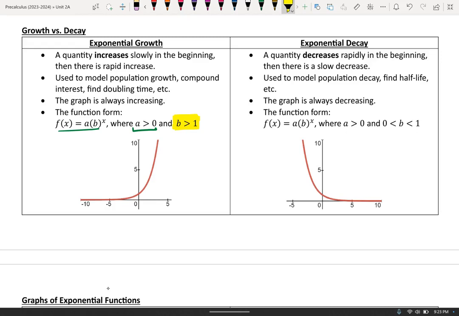The population growth used to model population decay, half-life, and more. This graph is always decreasing. And then we have, again, the form a times b to the x. A is greater than 0, but this is the part, again, I want us to emphasize with exponential decay, in that our b value is going to be between 0 and 1.